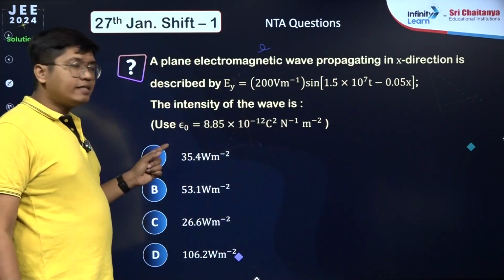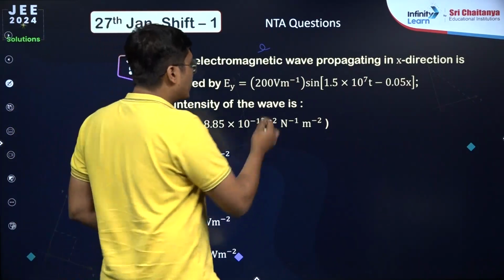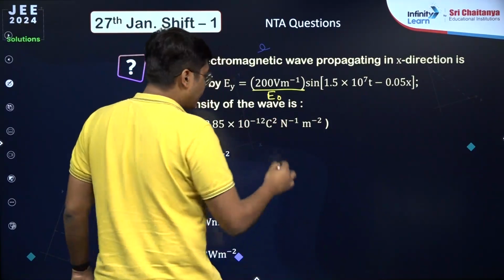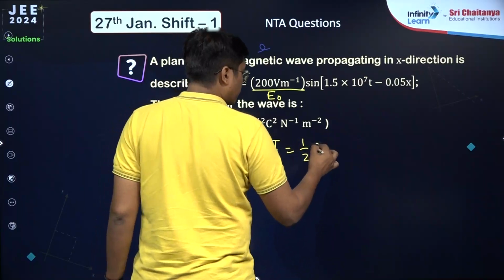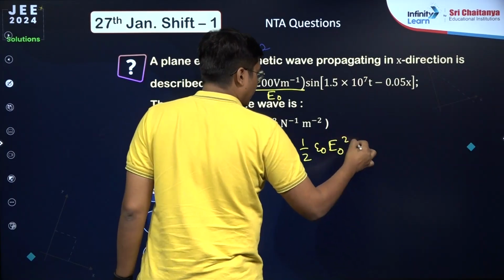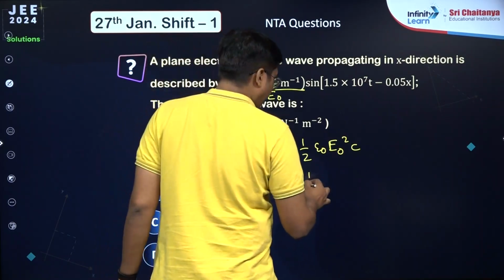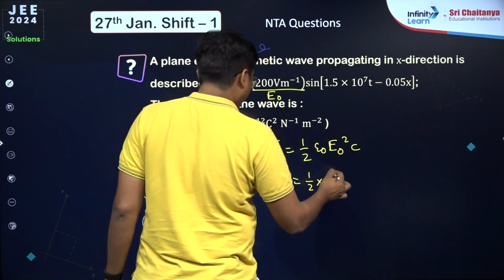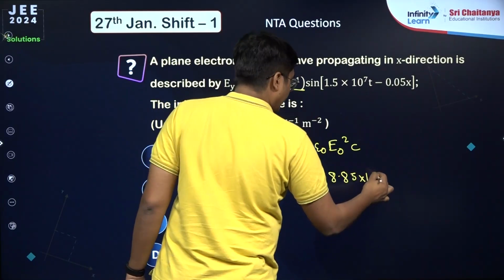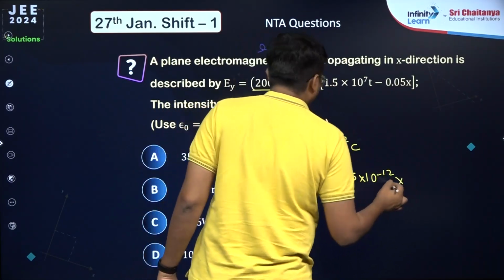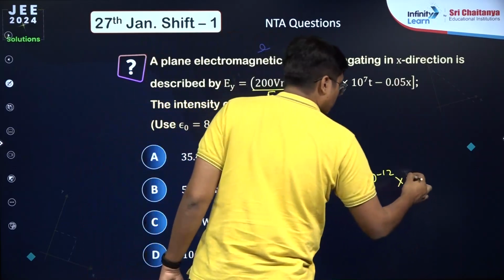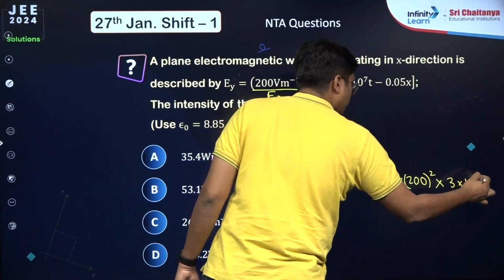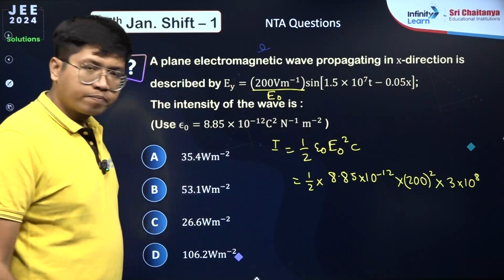They are asking for the intensity of the wave. Since we know the electric field and this is the peak value of the electric field, we can directly put the formula for intensity. I is equal to half epsilon naught E naught square into C. So we have half into epsilon naught, which is 8.85 into 10 to the power minus 12, into E naught square, that is 200 square, into the speed of light, 3 into 10 to the power 8, right?